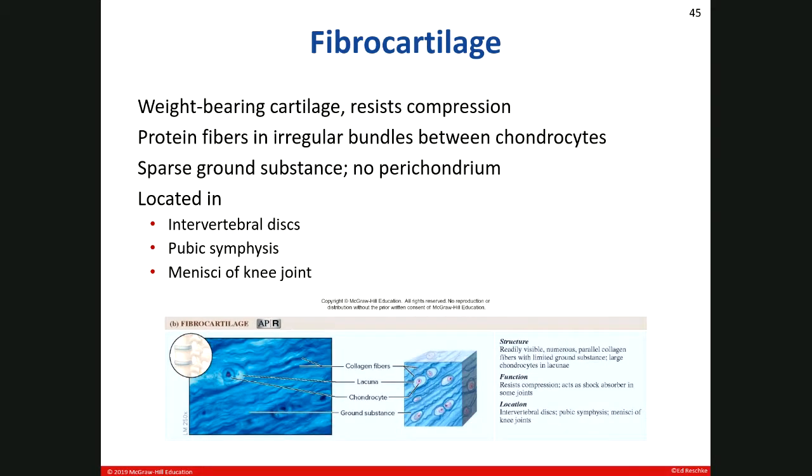The second type is fibrocartilage. This is one of my favorites. Fibrocartilage is the weight-bearing cartilage. It's the atlas of cartilage. It has a tremendous amount of collagen inside of it, and very little ground substance. Make a star next to this: it does not have perichondrium. It's the only type of cartilage that does not have perichondrium. That's a great true-false question. I forgot to mention this.